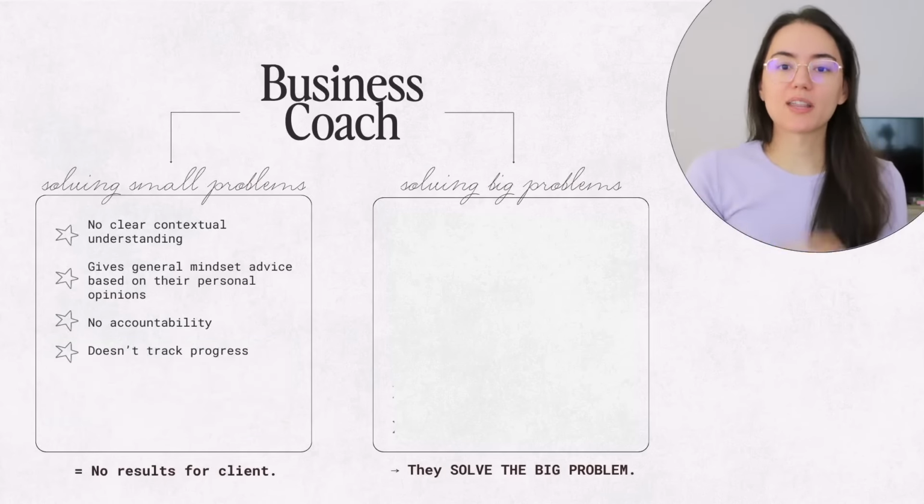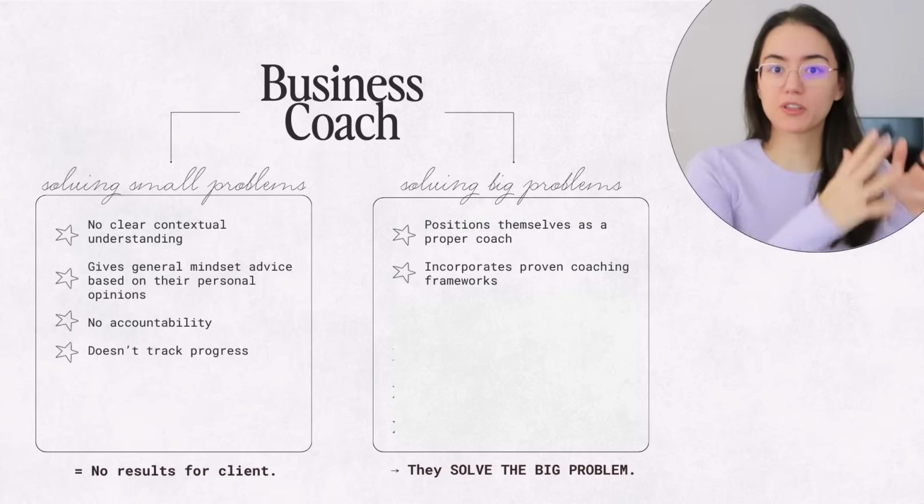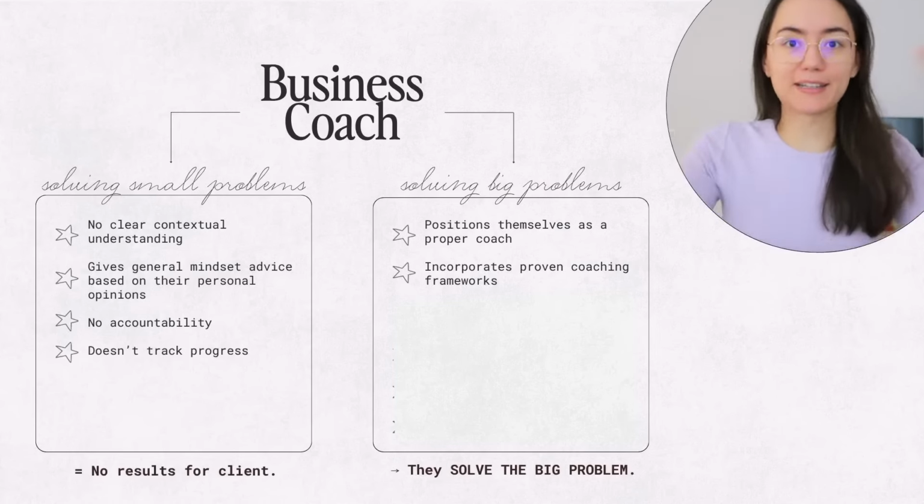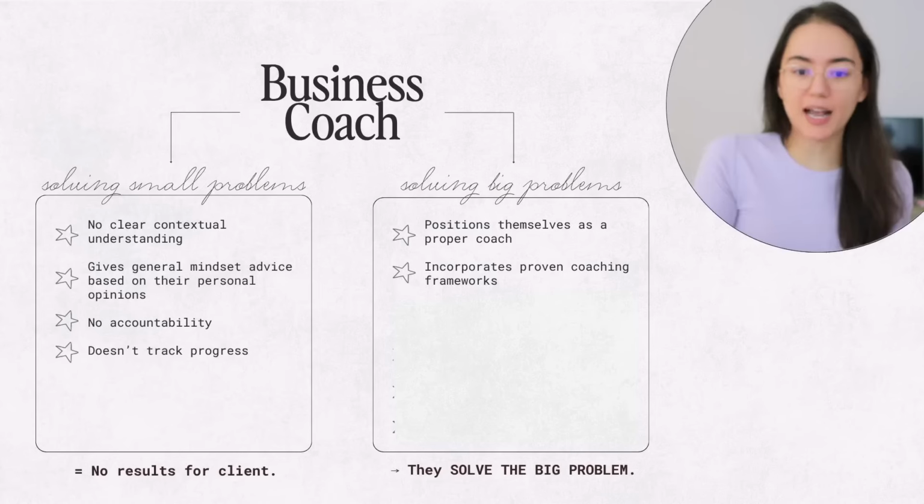So how do you do this in a way that solves big problems? Potentially positioning as a proper coach, with actual proven coaching frameworks. You understand what they're going through, step A, step B. You have something laid out where you can help them follow. You keep them focused, right? Instead of being like, okay, maybe try this, then try this, then try this, and you're overwhelming them, and then they're so overwhelmed they don't take action.